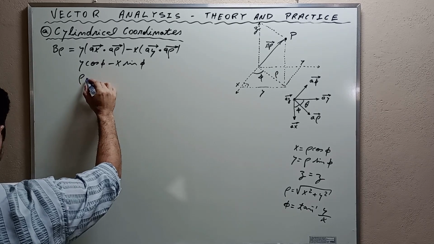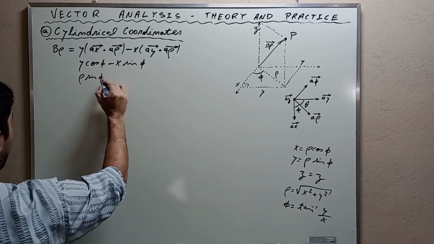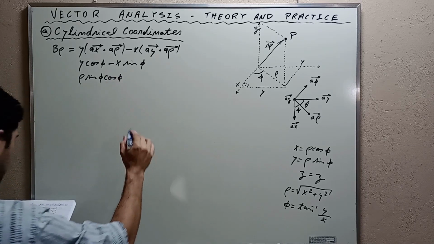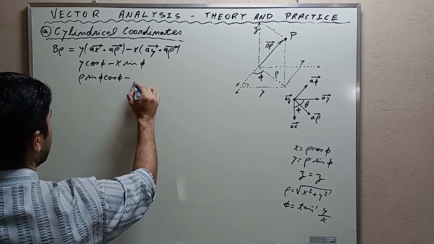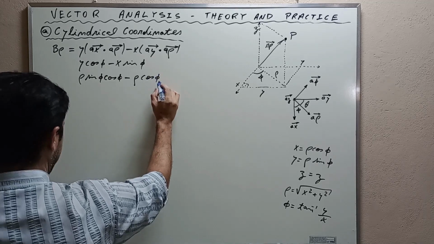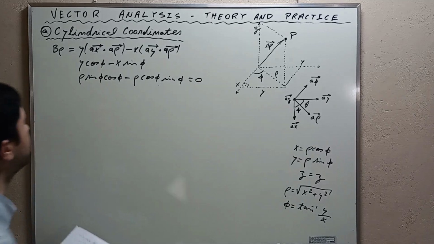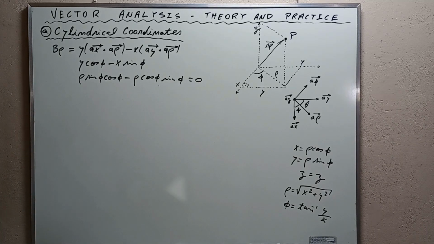Rho sine phi cosine phi minus rho cosine phi sine phi, and this is equal to 0. So the component of vector b in the rho direction is 0.